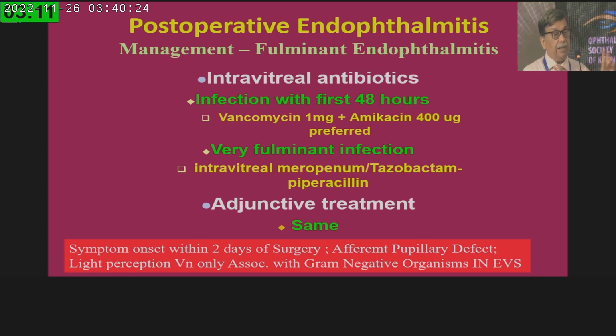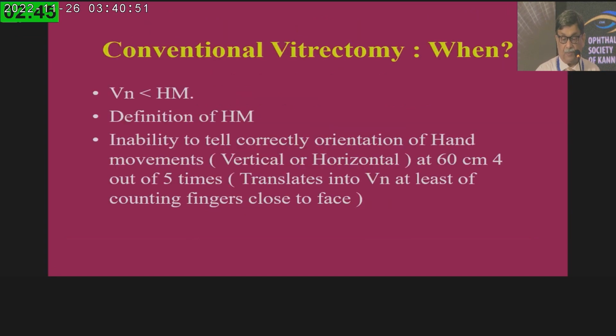Now, the amazing thing is that this information is embedded in the EVS study. If you look carefully, it says those patients who have an onset within 2 days of surgery, have an afferent pupillary defect or light perception vision only, are associated with gram-negative organisms. That means they already realized that, though they did not do anything to investigate that further.